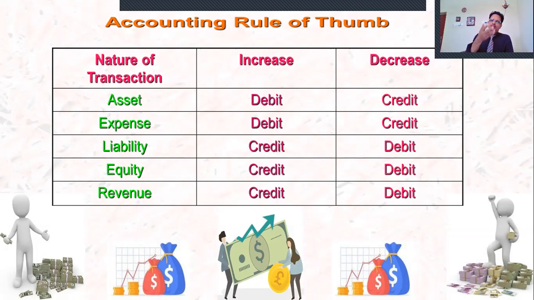I am not going into more detail about personal accounts. They are the accounts of persons, companies, banks, associations, or any other organizations involved. It is called a personal account. Real account, accounts of assets and properties. The nominal account, accounts of expenses, losses, incomes, and gains.